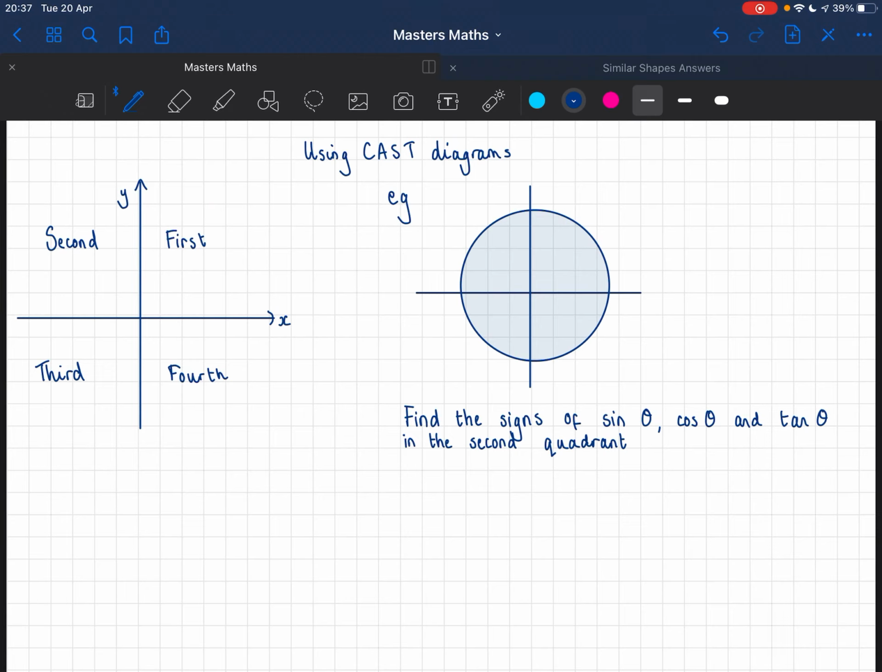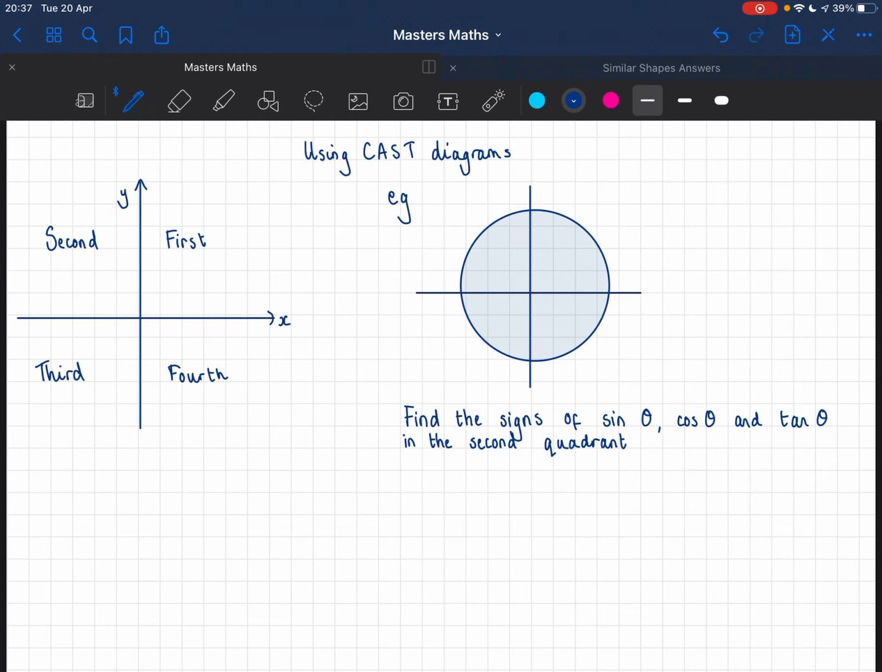We're not going to focus too much on that in this video. It's just going to be using the actual CAST diagram, and how you can use that instead of the graphs of sin, cos and tan. It's entirely up to you which one you prefer. Personally, I like the CAST diagram, but it is a personal preference.